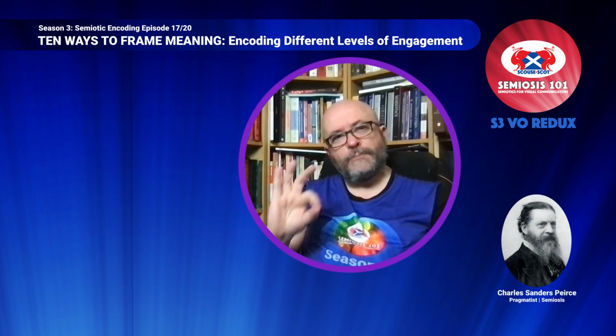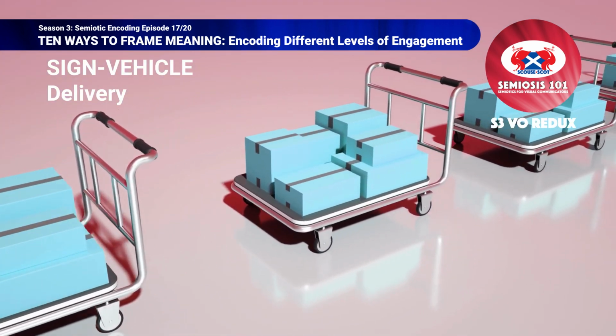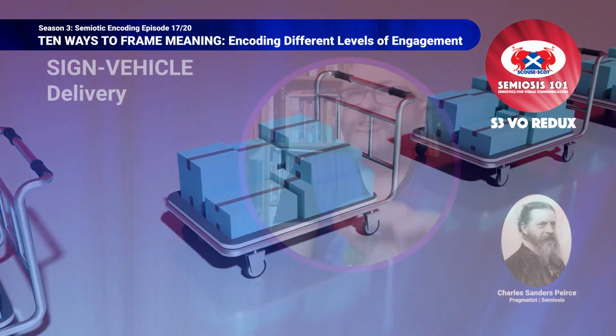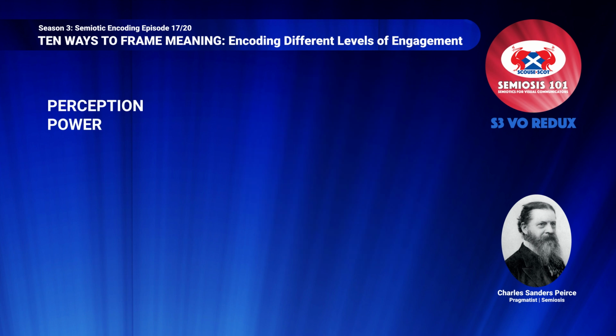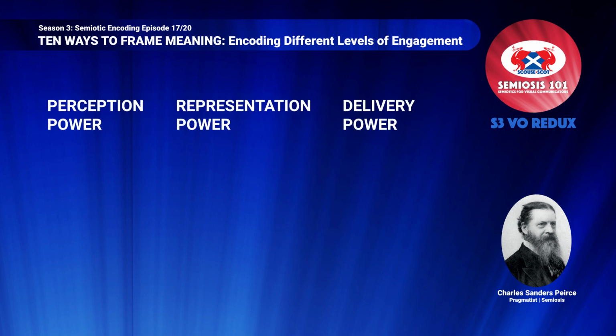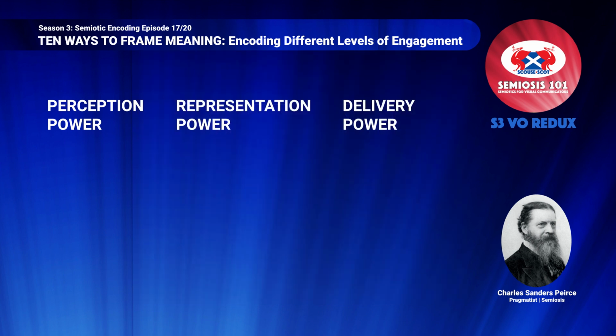Last episode we explored the idea of a sign vehicle, a delivery method for the representation. I described Peirce's 3 levels of power in a sign class as comprising perceiving, communication, representation, and delivery. Each of the 10 sign classes weaves these 3 levels together in different assemblages of power, ranging from simple to complex. This is the crucial lens for creators to approach the application of this knowledge.